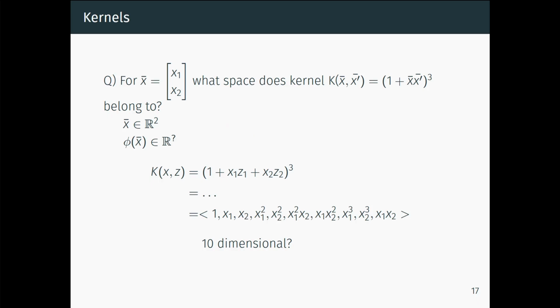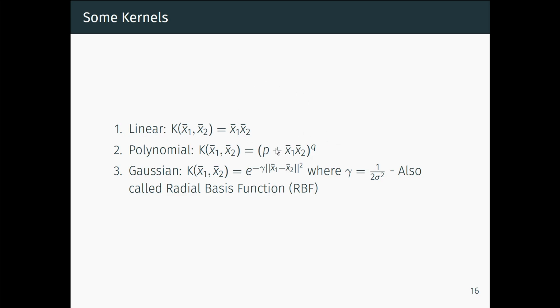Before that, let's quickly do some exercises to further solidify understanding of projection of SVMs to high dimensional space. We take an original vector x which contains two dimensions, x1 and x2. The question is: what space does the kernel 1 plus x dot x prime, the whole cube, belong to? If you remember, I was mentioning that if we vary this q, the dimensionality of the projection will vary. The higher the value of q, the higher the dimensionality.